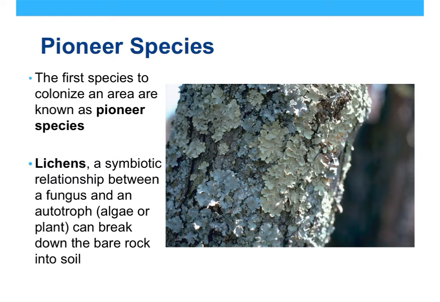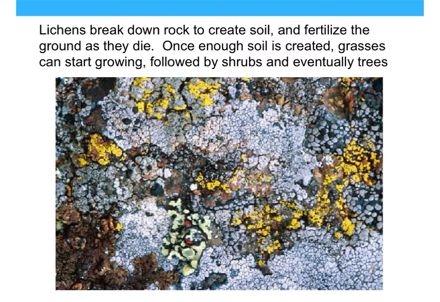Right, so lichen is a symbiotic relationship between a fungus and an autotroph such as algae or a plant. And you can see here the lichen is the yellow areas on the bare rock, and it's already starting to break down the rock to form soil. Once soil is created and the soil is deep enough, grasses can start growing.